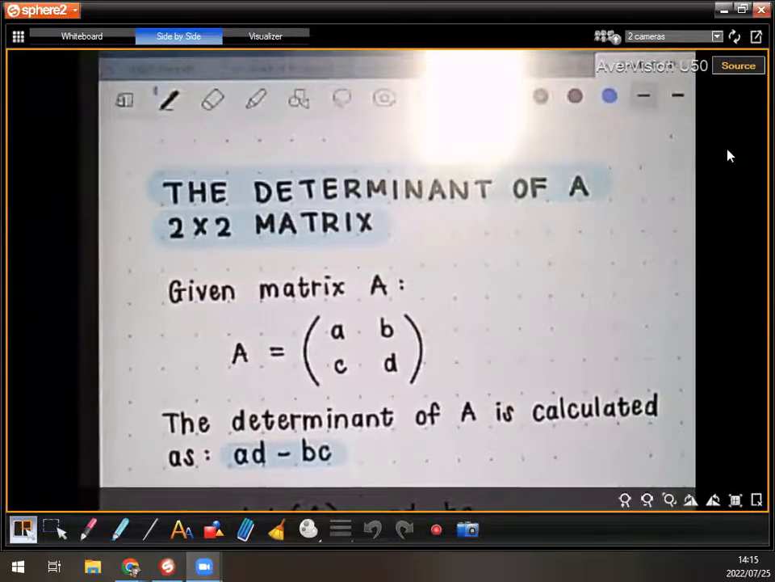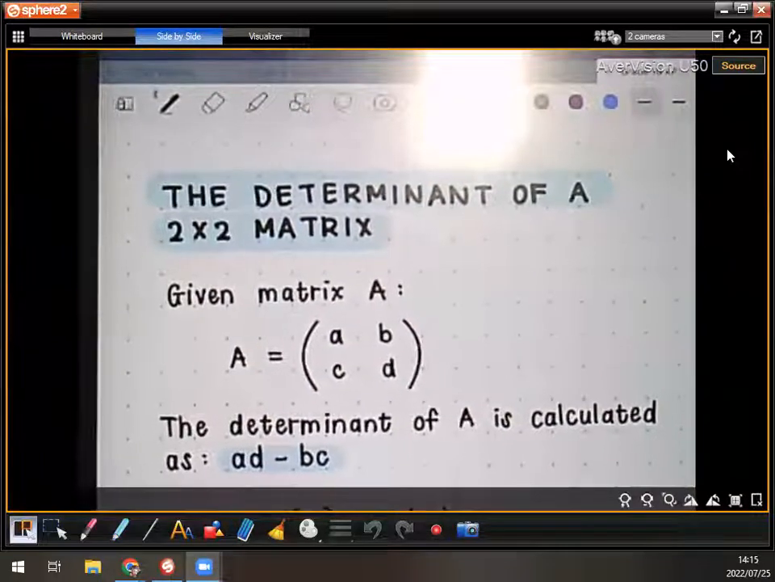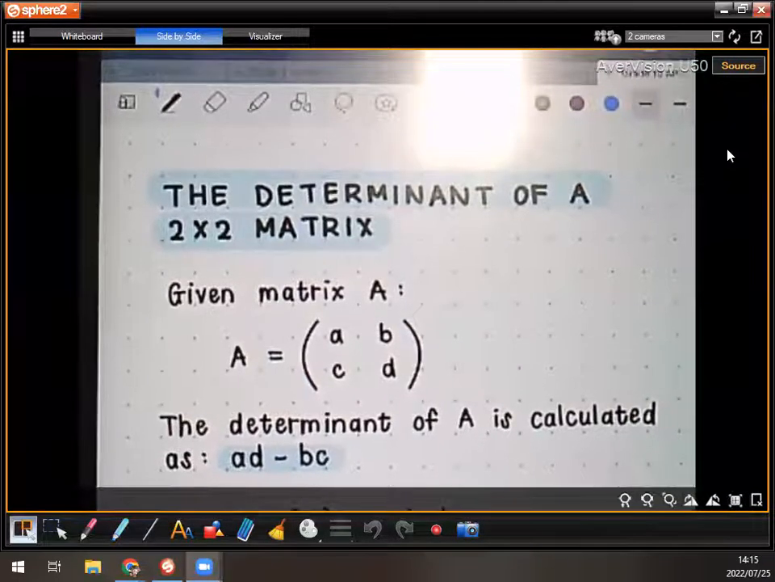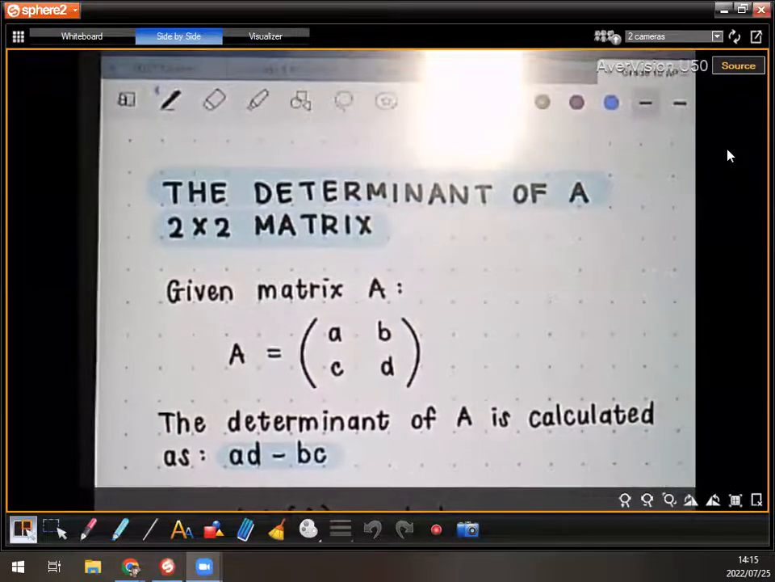Okay, so the determinant of a 2 by 2 matrix, I need to just teach you how to find the determinant. It's the value that we're going to calculate. So we are going to use matrices to solve equations, like simultaneous equations.